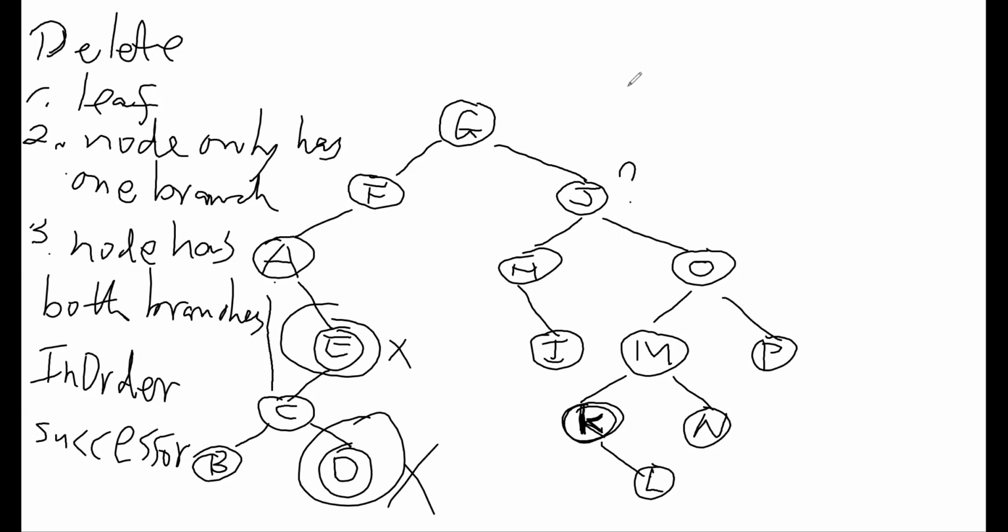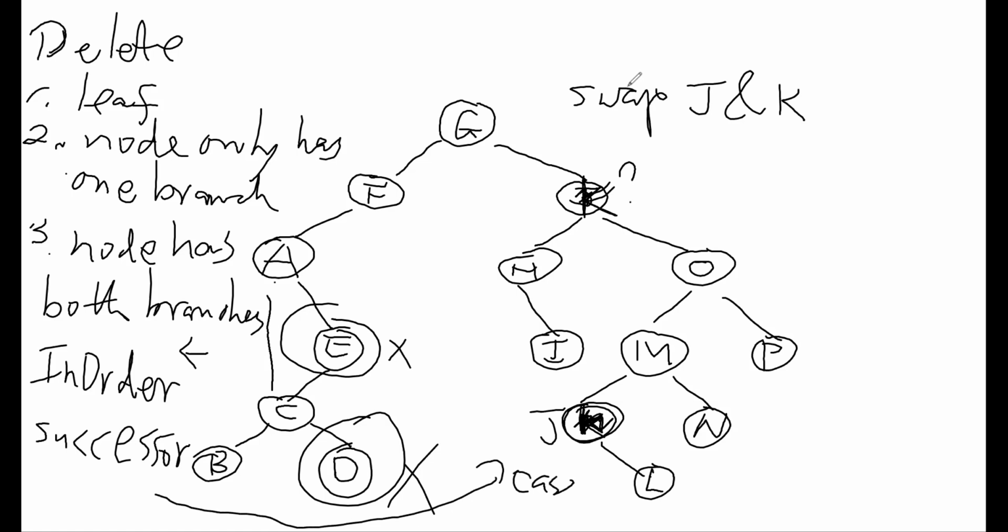So what we are going to do is find the in-order successor. That's the first step. And the second step is you swap node J and K in this case. So, okay, I'm going to put K here, and then I'm going to put J here. And after this, I reduce the case.